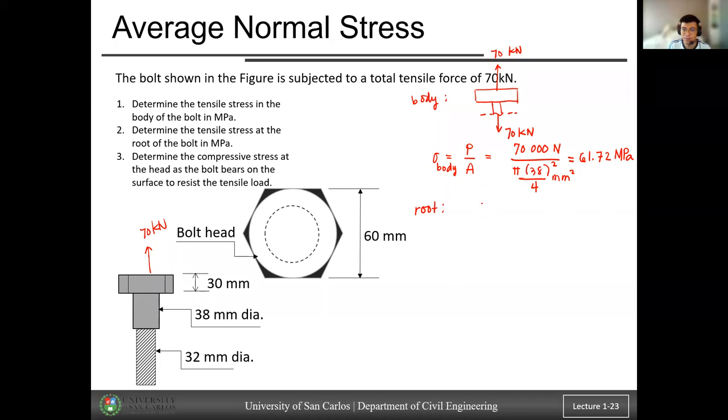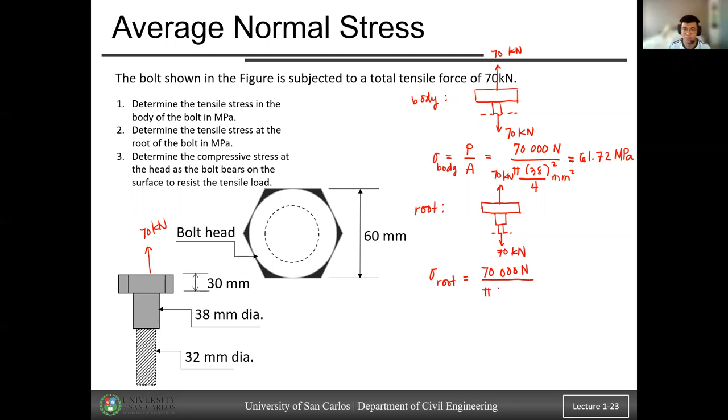So next is at the root of the bolt. Still 70 kilonewtons. The 70 is the external load, right? So sigma sub root is equal to force over area. Again, the force is 70,000 newtons. Again and again, I make it in newtons because I am dividing by millimeters, so that automatically my answer would be in megapascal.